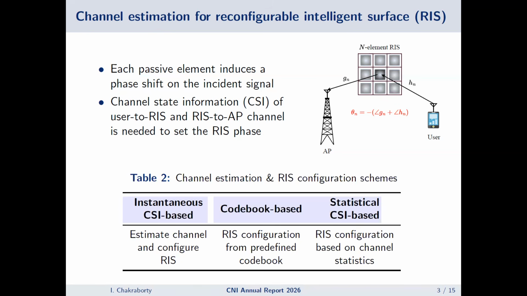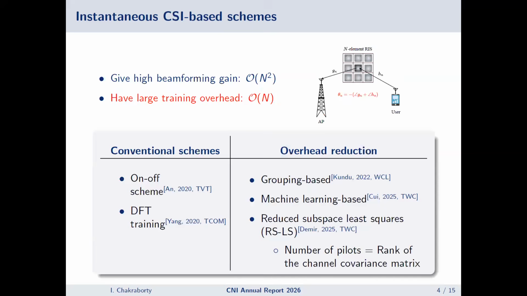In this work, we focus on instantaneous CSI based schemes. Why? Because it gives high beamforming gain. But the problem with the scheme is it has large training overhead. All the conventional schemes like the on-off scheme or DFT training scheme all suffer from this. There are lots of overhead reduction techniques that have been proposed in the literature. For example, grouping based schemes, machine learning based schemes, and then there are reduced subspace least square based schemes, for which the pilot overhead is the rank of the channel covariance matrix.